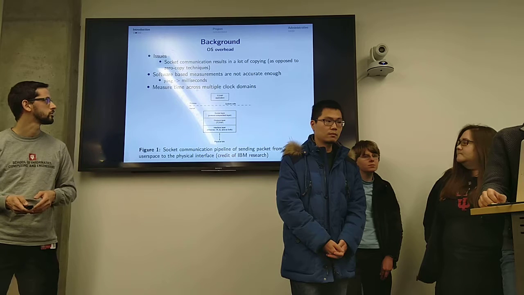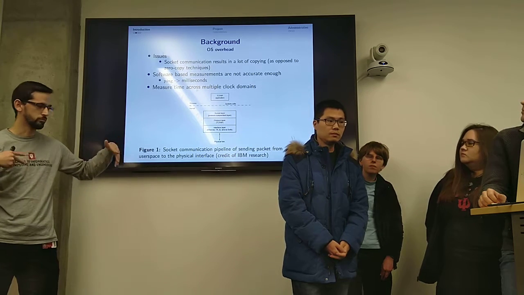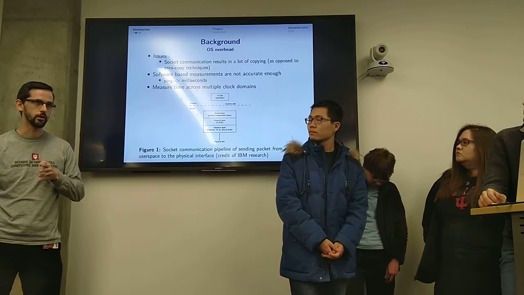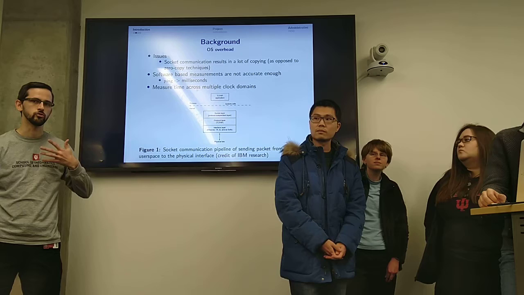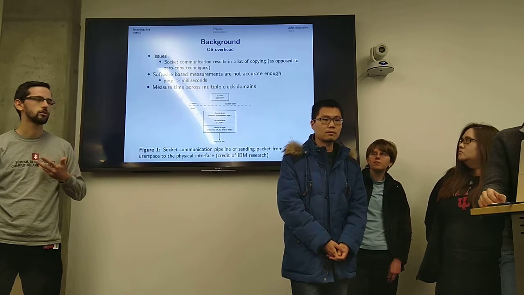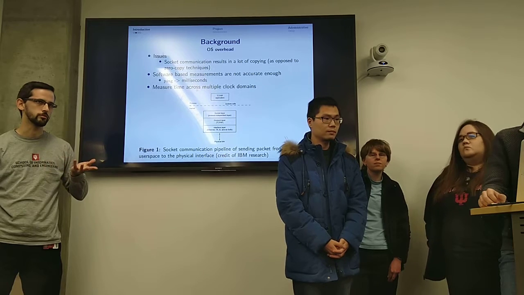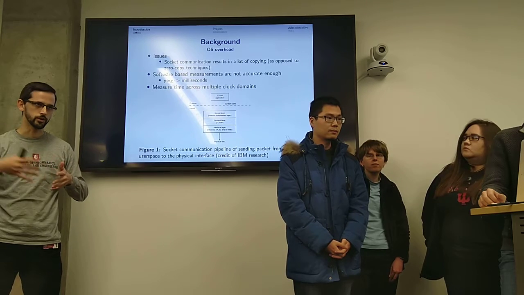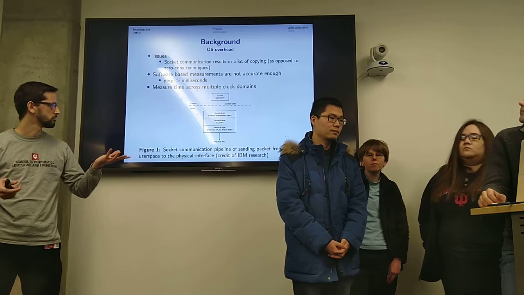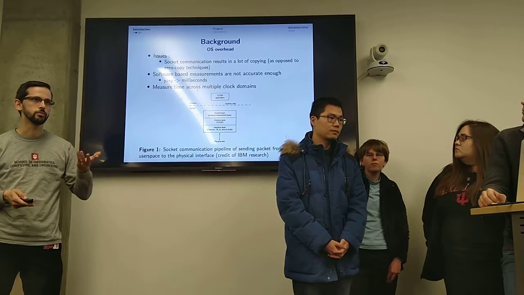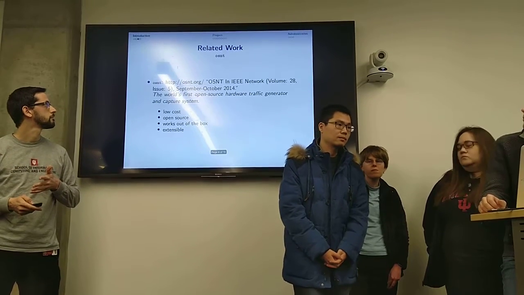Also, if we're trying to measure the time in one direction, we have the issue that we operate in different clock domains. One way to circumvent that is to do a round trip time measurement and then just divide by 2. We will talk about this later in our implementation on an FPGA.